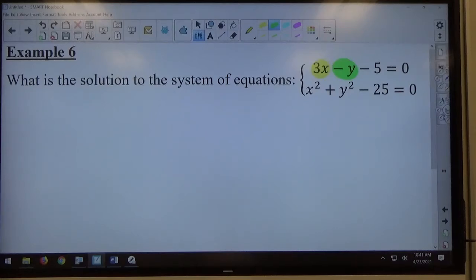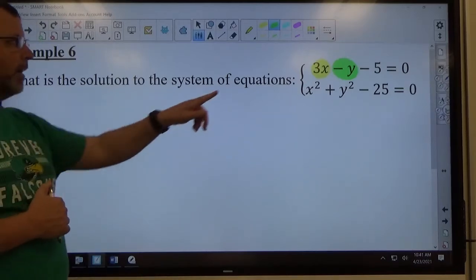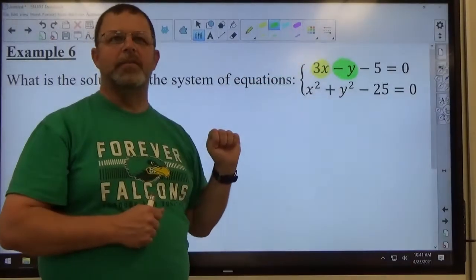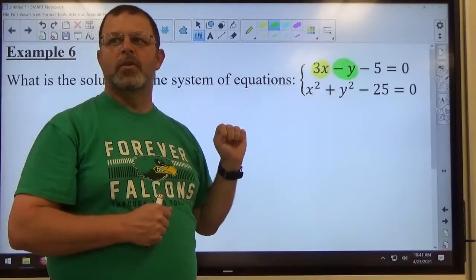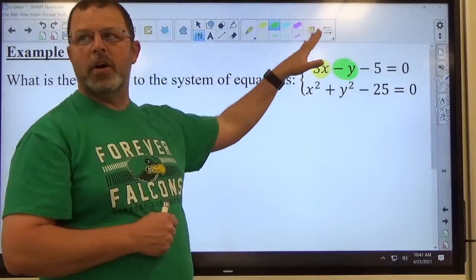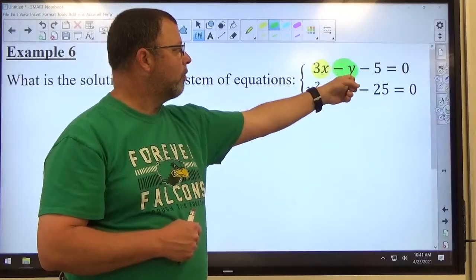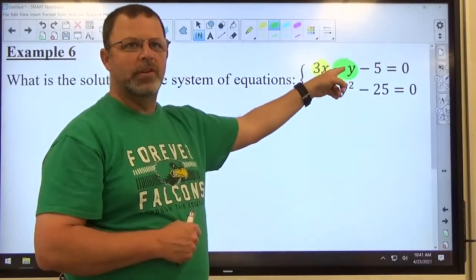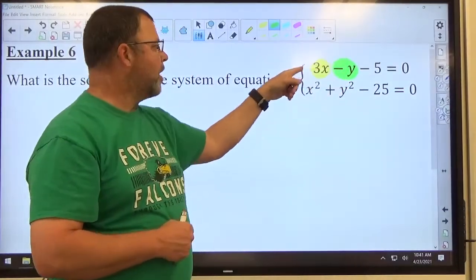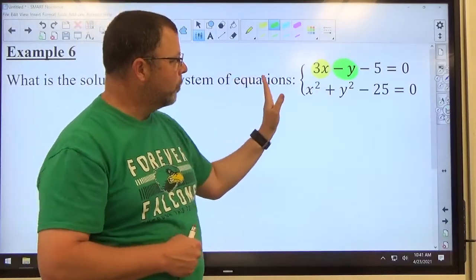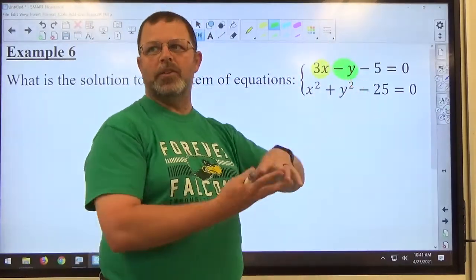Now, I could get this to say either x equals or y equals. If I have a coefficient of 1 or negative 1, like on the y here, I don't have to divide by anything. So if I'm trying to solve for either x or y, it's easier to solve for y because there's only a 1 in front of it, specifically a negative 1. If I solve for x, I'm going to first move those over, then I have to divide by 3, and all of a sudden I get this fraction.